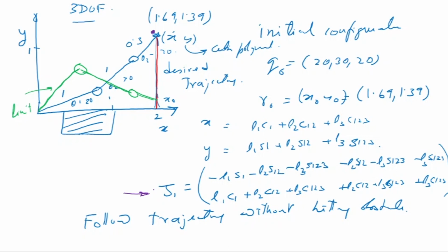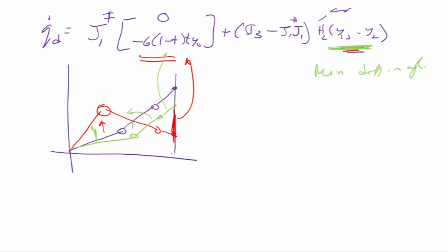Okay, so what we need is q dot. Q dot is the velocity. So if I integrate that, I get the next position. So how am I getting that? I'm actually taking the pseudo inverse of the Jacobian, finding the trajectory that I'm going to follow at the next instant. So next instant, this is my point. I was here, this is my next instant.